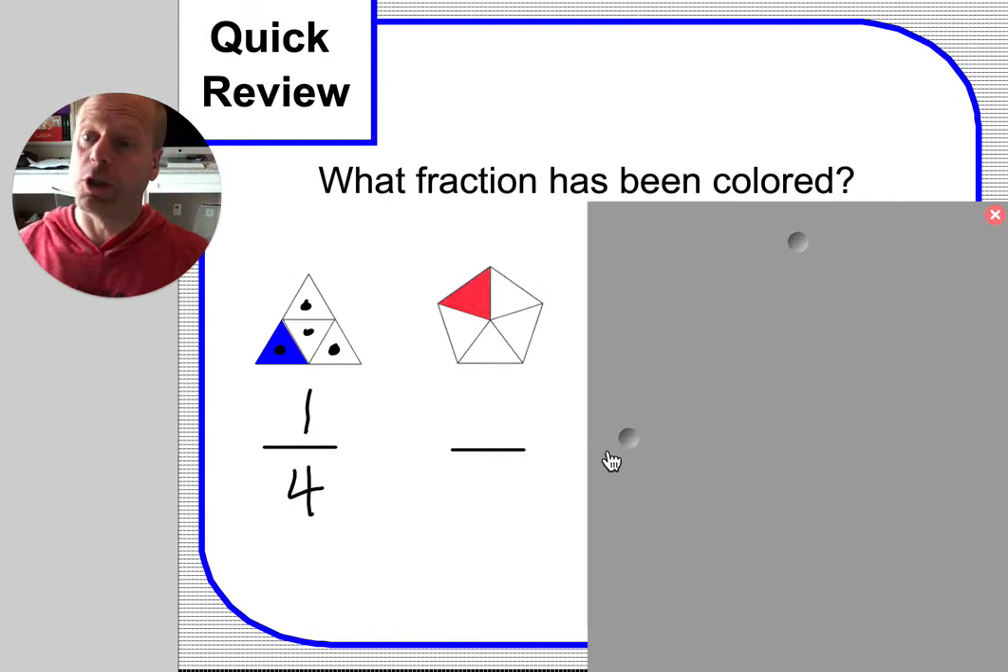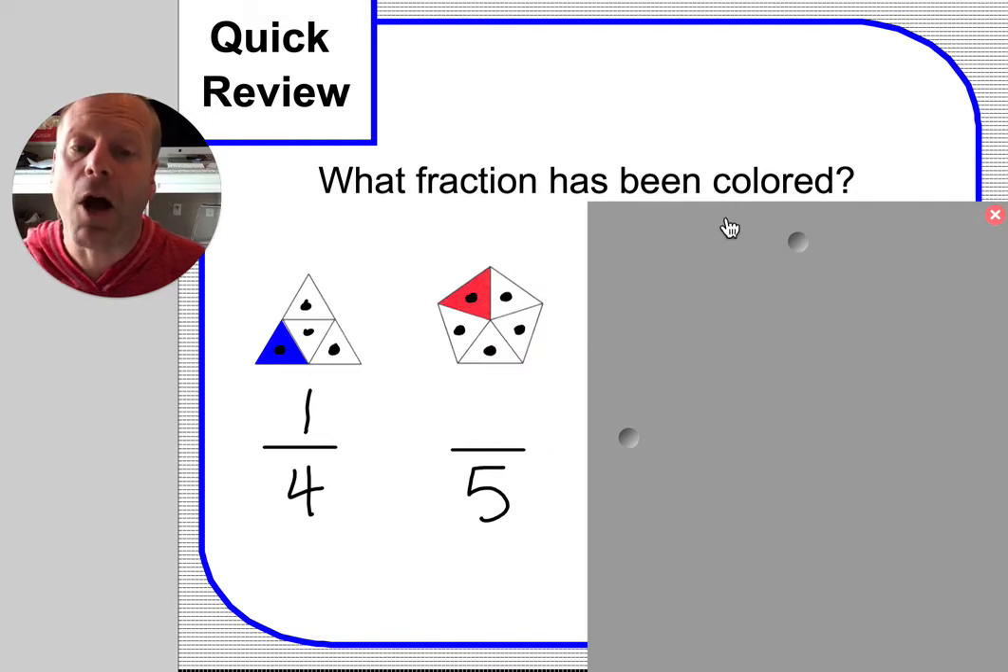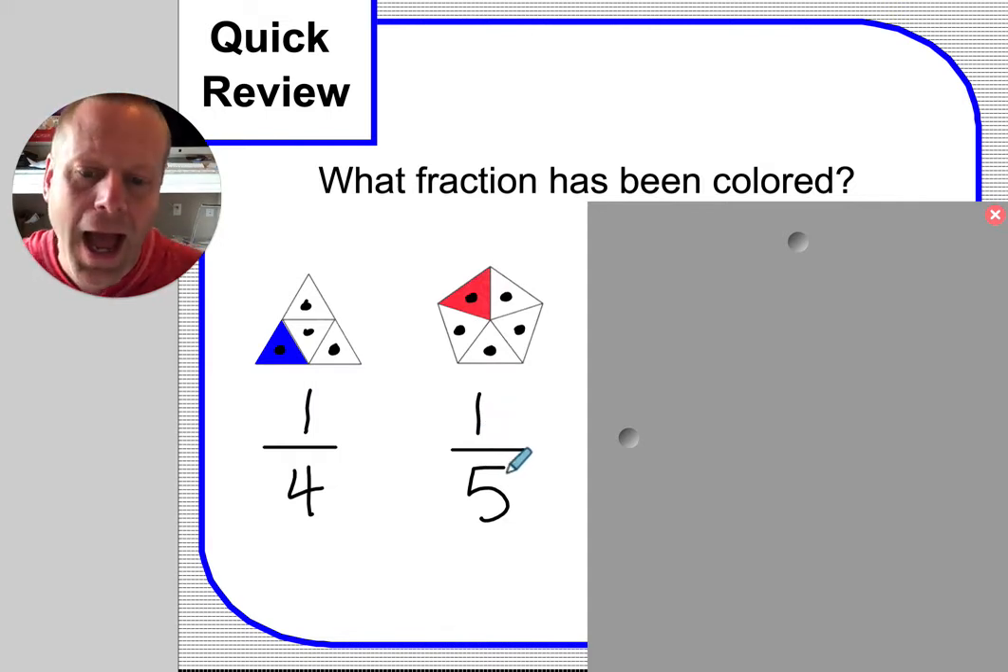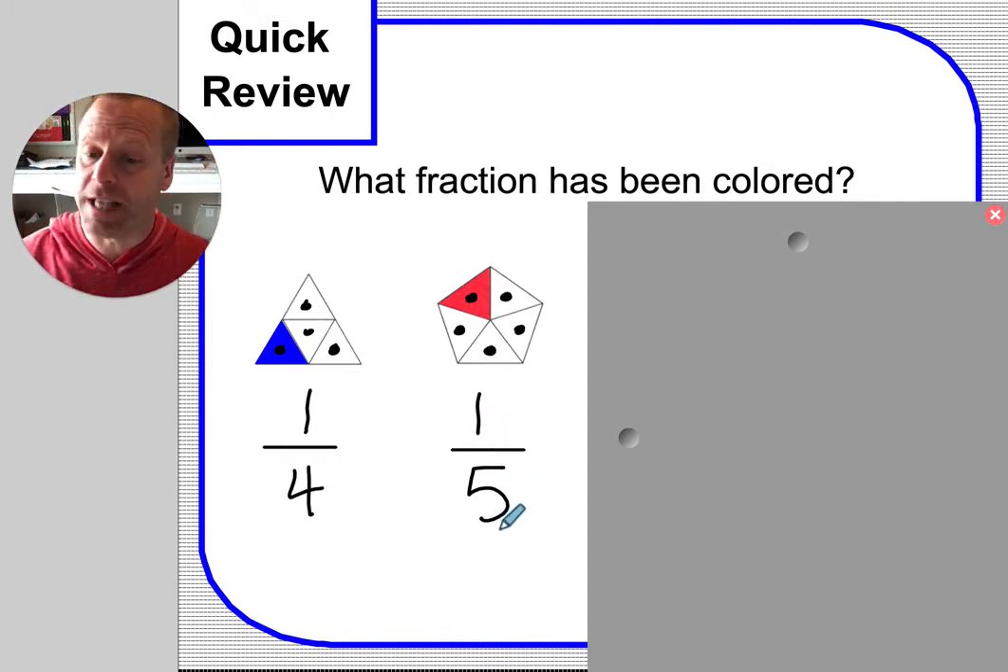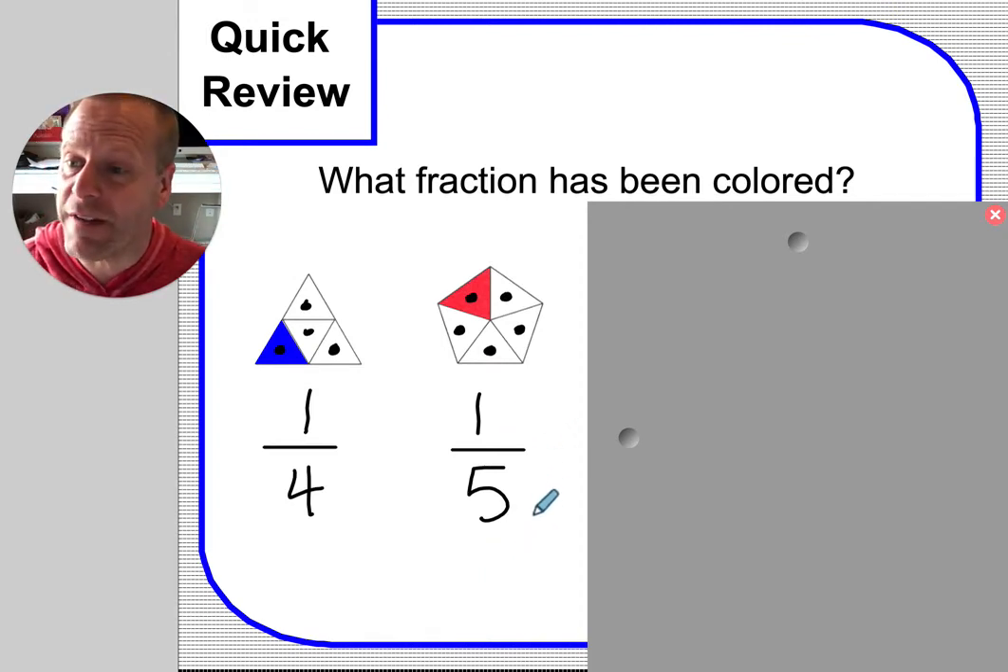Here's another one. So to find the denominator, that's all the parts. I'm going to count all the parts. 1, 2, 3, 4, 5. 5 on the bottom. How many of them have been colored, in this case, red? 1 out of 5 is how you say that fraction. Or, if you want to be fancy, you could say 1/5. Next.